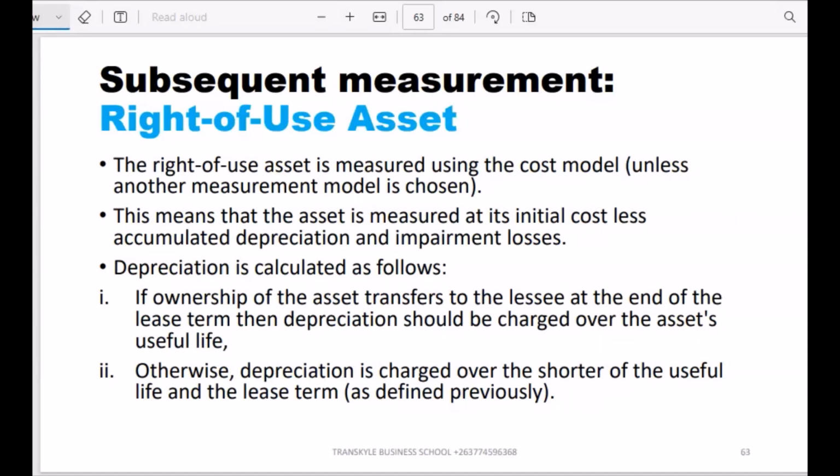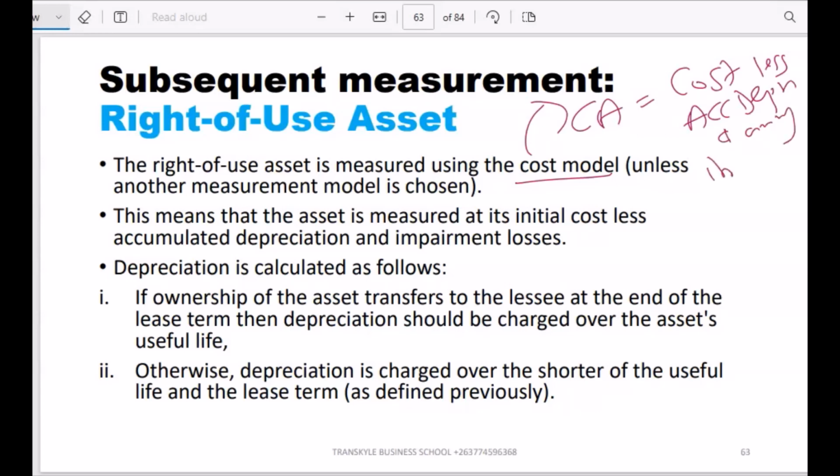Now, the subsequent measurement of the right of use asset. The right of use asset is measured using the cost model, unless another measurement model is chosen. What is the meaning of the cost model? The cost model refers to the situation where the carrying amount of an asset is given by the original cost less accumulated depreciation and any amortization and any impairment.